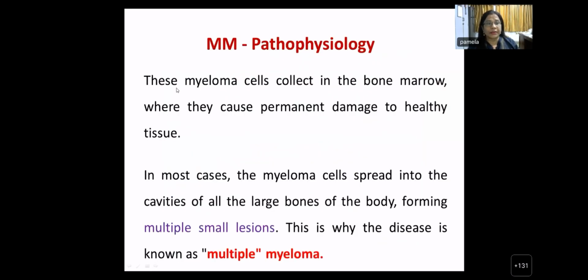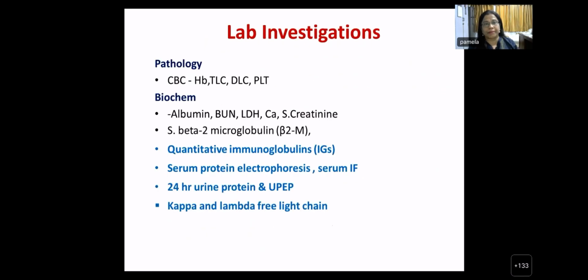The multiple myeloma cells collect in the bone marrow, where they cause permanent damage to healthy tissue. In most cases, the myeloma cells spread into the cavities of the large bones of the body, forming multiple small lesions. And this is why the disease is known as multiple myeloma.